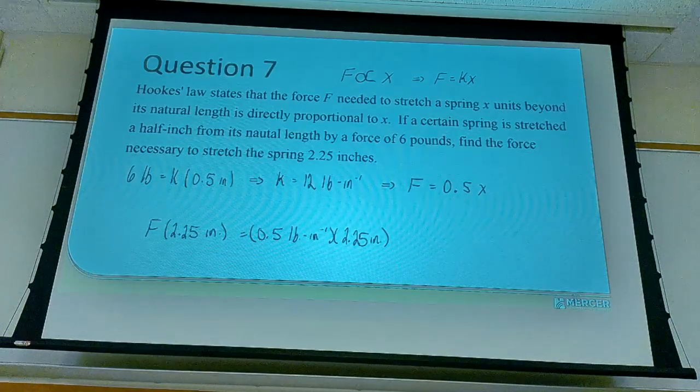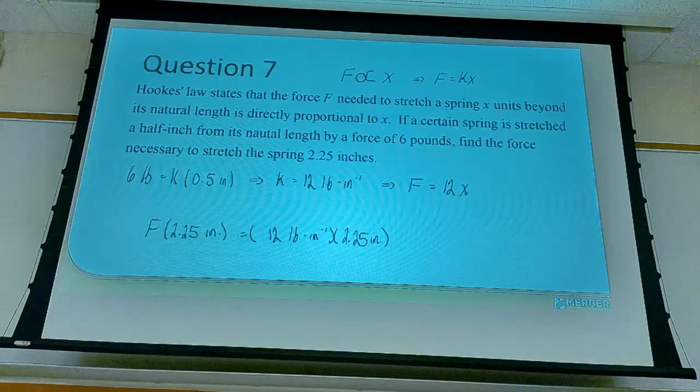We're thinking in terms of fractions would be helpful. 2.25 is 9/4. Wait, I'm sorry, that's not 0.5. You're right, it's 12. Why did I write down 0.5? So it would be 12, right? So it's 12 times 2.25, which again is probably easier to think of in terms of fractions.